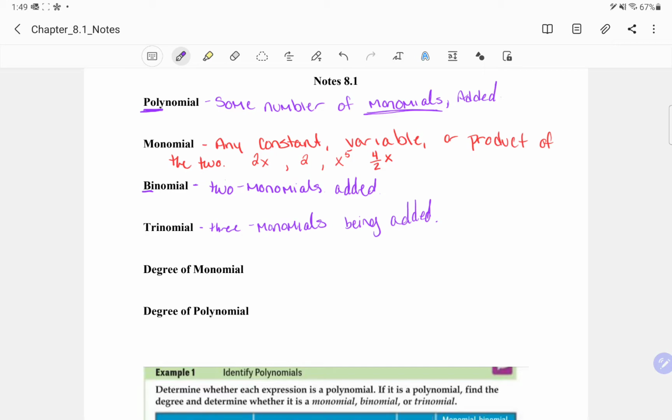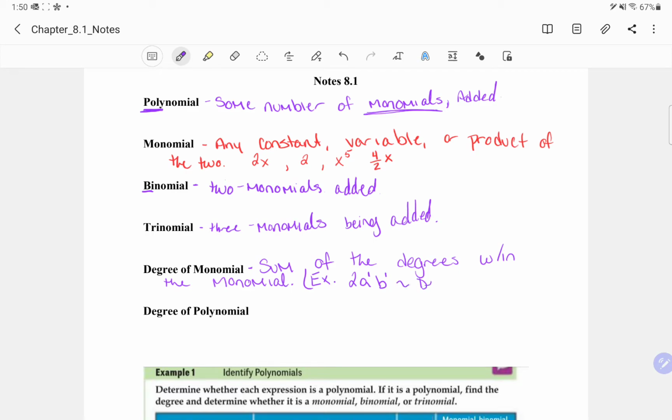The next thing you're going to need to know is what the degree of a monomial is. And the degree of a monomial is the sum of the degrees within the monomial. Okay, so an example of this. Okay, if I have 2ab, this variable and this variable would both have an exponent of 1. Whether we write it there or not, they both have an exponent of 1.